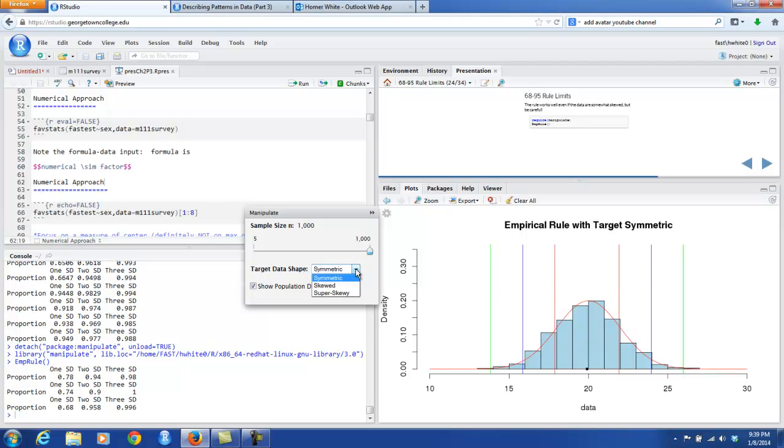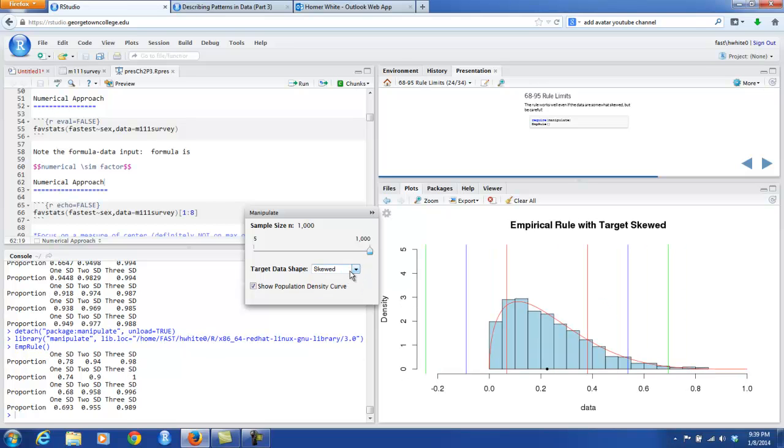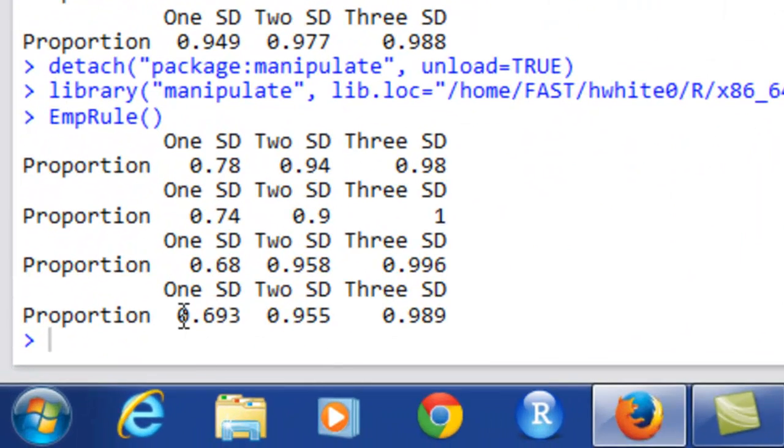Let's try this with a skewed distribution, say sticking with sample size 1,000. So we can see the right skewness here. Here's the sample mean. And let's look over and see what's happened. Well, in the console, we see that the 68-95 rule did a surprisingly good job. 69% were within 1 standard deviation, as compared to a predicted 68%. 95% were within 2 standard deviations, and just about everything was within 3 standard deviations. Pretty good job. Maybe that was a fluke.